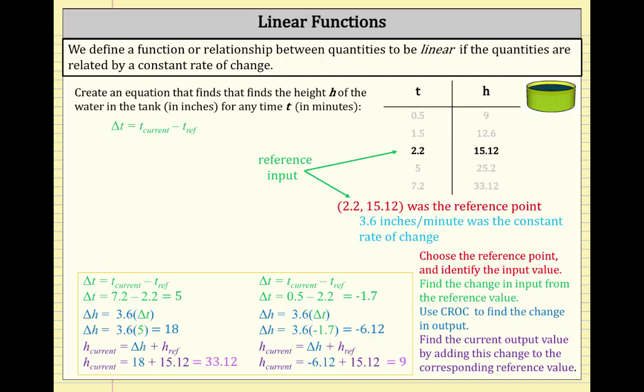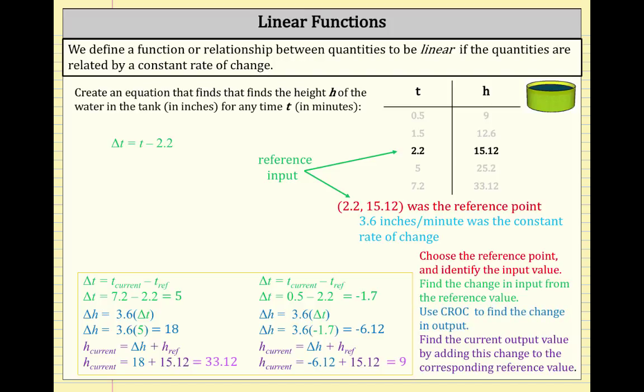So let's see what that means. Our delta t is equal to t current minus t ref. Now in this case, the t current is represented by t. We don't know what that value is, but there's some value of t that represents the current time. The reference time is going to be 2.2. So let's put those values in. And so delta t is equal to t minus 2.2.